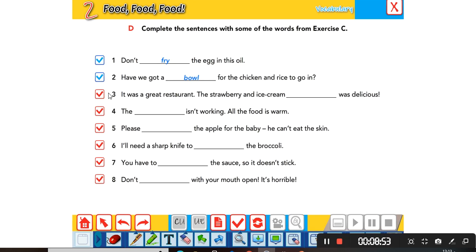The strawberry and ice cream space was delicious. So what do you think strawberry and ice cream would be? Is it the starter? Is it the dessert? Or the main dish? Of course, it's the dessert.